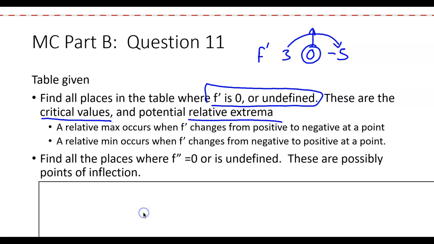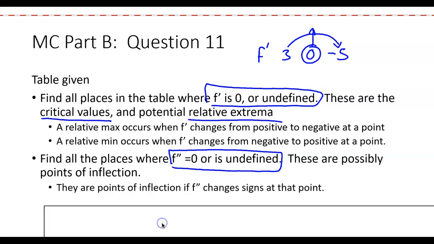Now, how do we find the points of inflection? Well, you want to find all the places where the second derivative is 0 or undefined. Those are possibly points of inflection, but they're only points of inflection if f double prime changes signs at that point. So that's how you can find relative extrema and points of inflection on a graph.